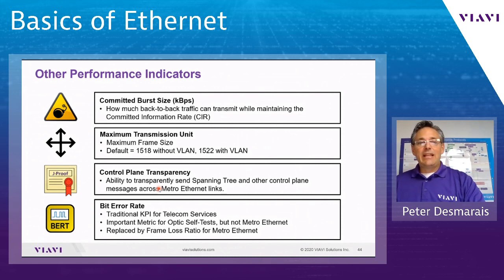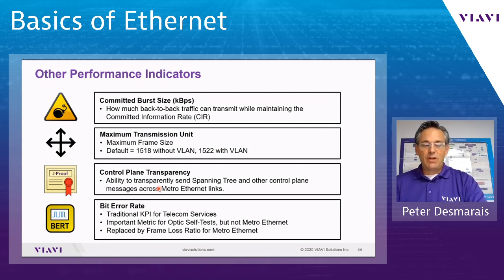Next one is, so those are the KPIs, the primary KPIs, but there are a lot of other performance indicators that we can use. Committed burst size, that's how many bits can be sent per a certain time to maintain the CIR, the committed information rate. So your CIR is what your service provider is saying, okay, we're going to give you 1 gig up and 1 gig down, let's say. So how many bits can be sent in a certain amount of time to maintain that?